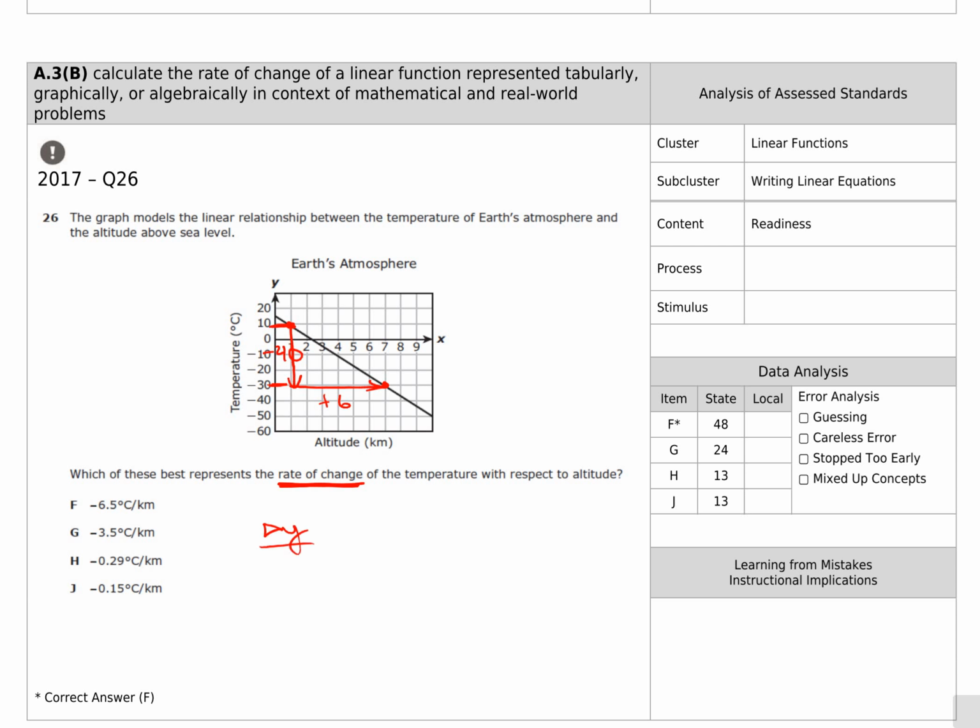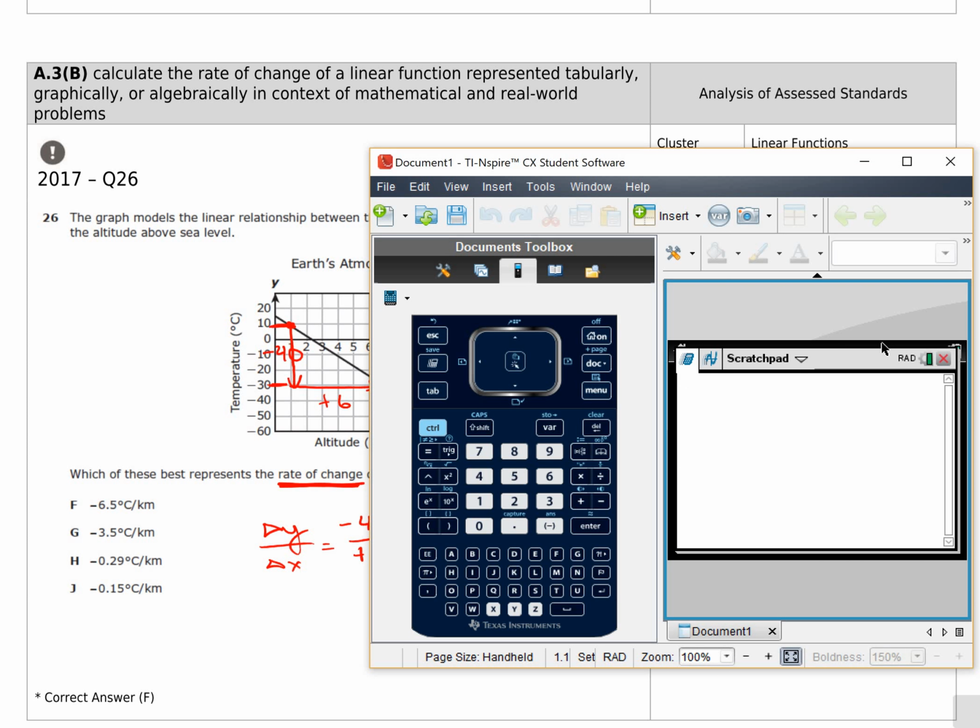Change in y over change in x. Negative 40 over positive 6, rather. And if you're good at fractions and number sense, you already know which one of the answer choices it's going to be. But if you're not, you use your calculator.